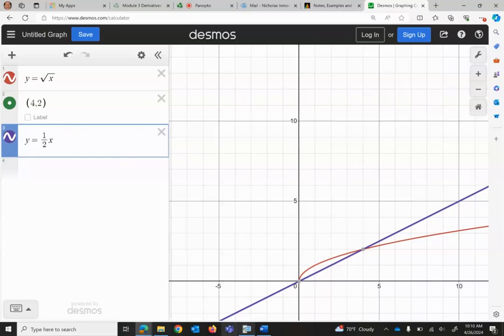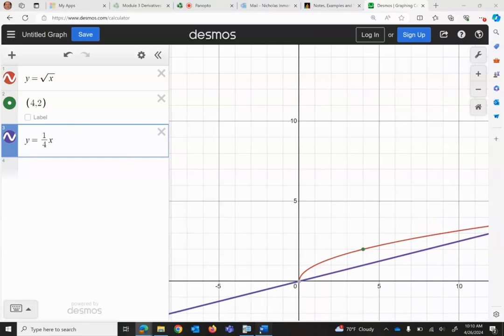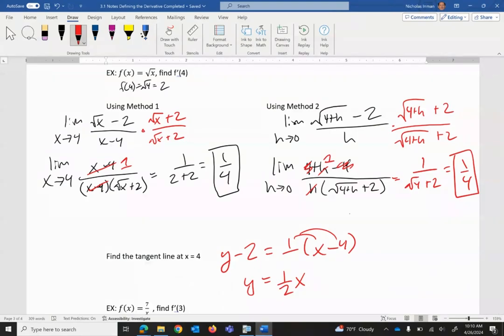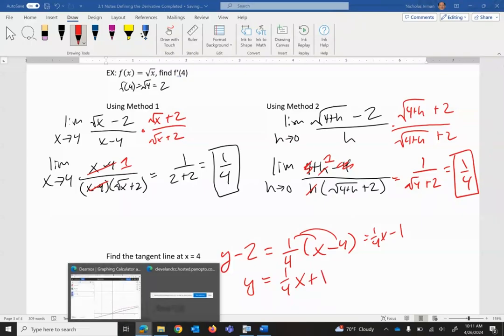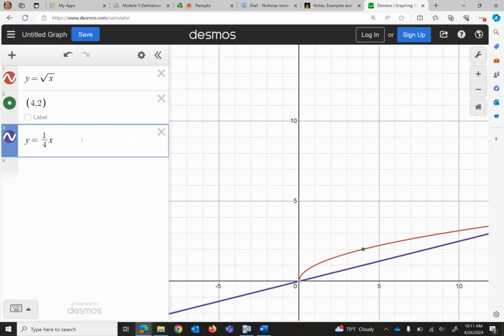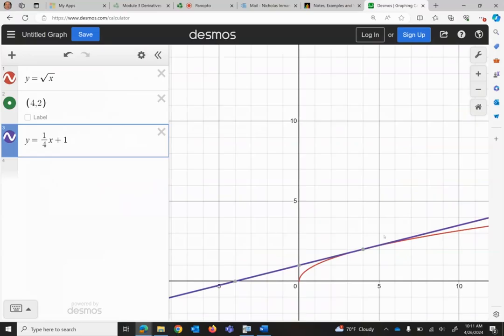Ooh, 1/4 x. Did I mess that up? Where did I get 1/2 from? 1/4, it's staring me in the face. So it'd be 1/4 x minus 1, and we add 2 to that. That's a plus 1. I am sorry. 1/4 x plus 1. And there we go. That looks better. Our tangent line and our square root graph meet perfectly at 4, 2. Good. This is why we double checked ourselves.